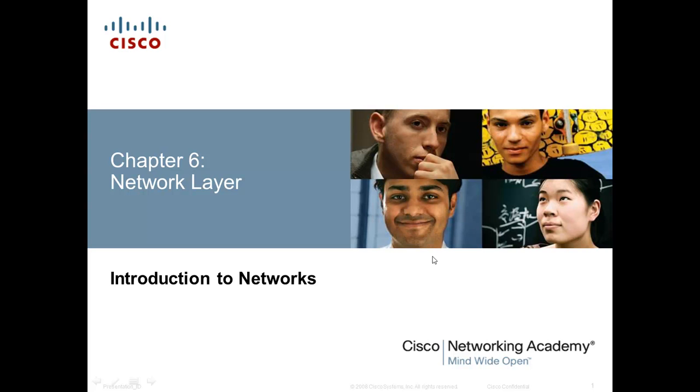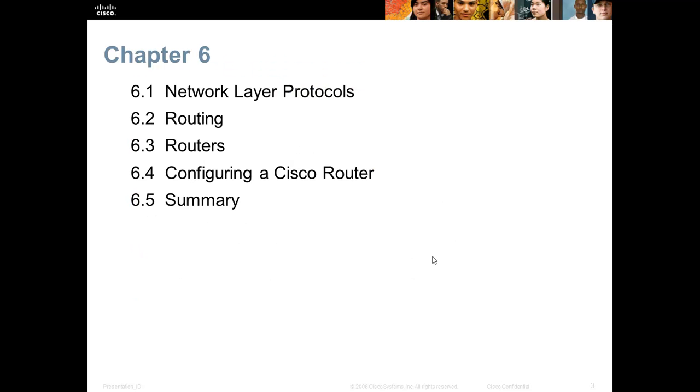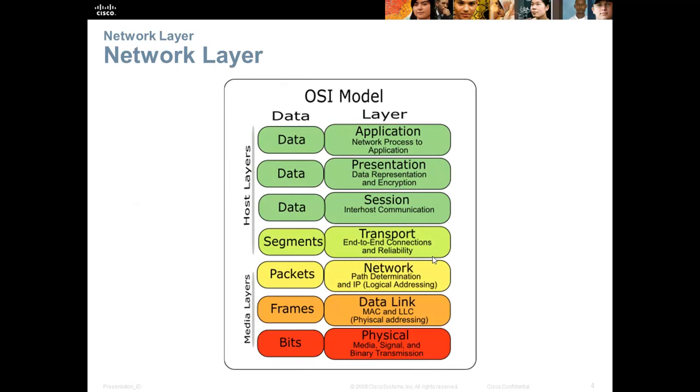This video will cover parts of Chapter 6. Chapter 6 is about the network layer. Some of the things that we'll talk about are routers, routing, configuring a Cisco router, and network layer protocols. You can see here that the network layer is third from the bottom and deals with packets.